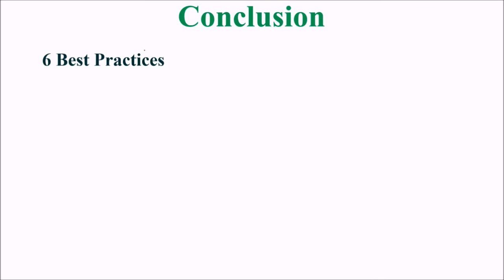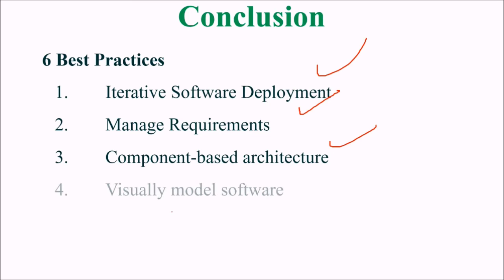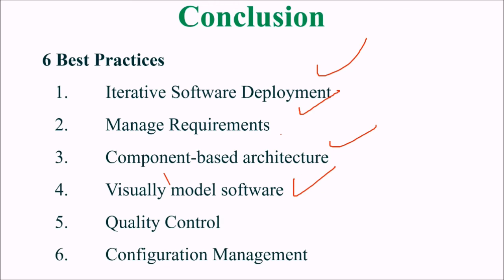So in conclusion, we have 6 best practices. Software development is iterative. The requirements are properly managed. The architecture is component based. The model of the software can be made visually. Quality control is there, and configuration management is there.